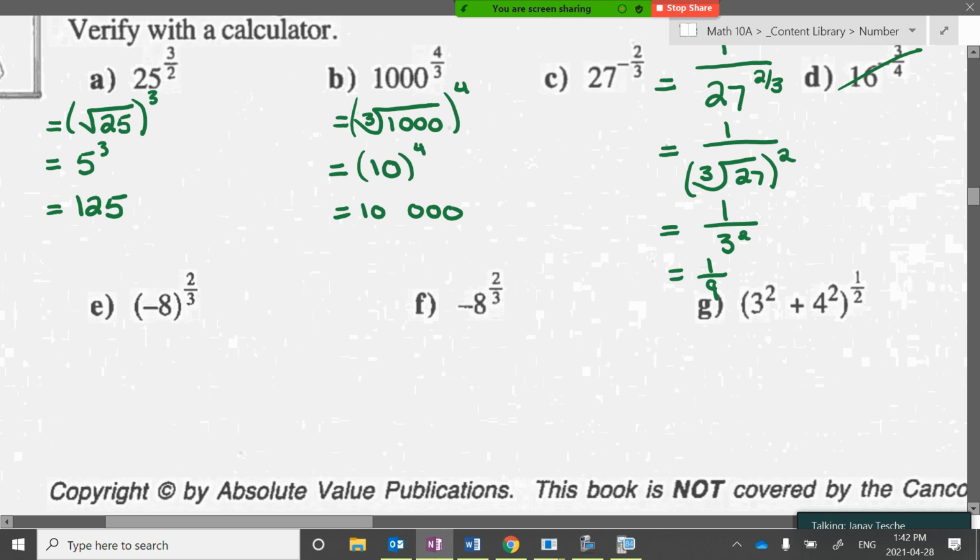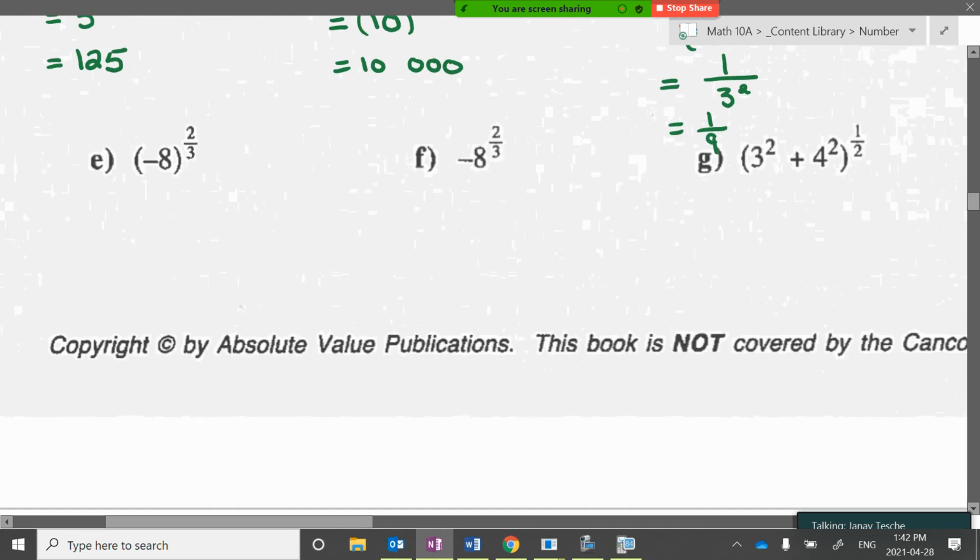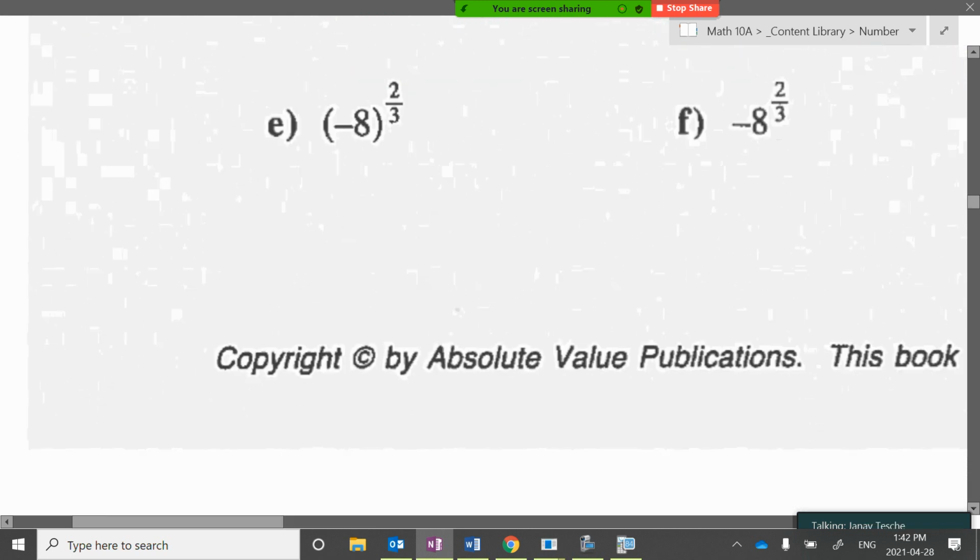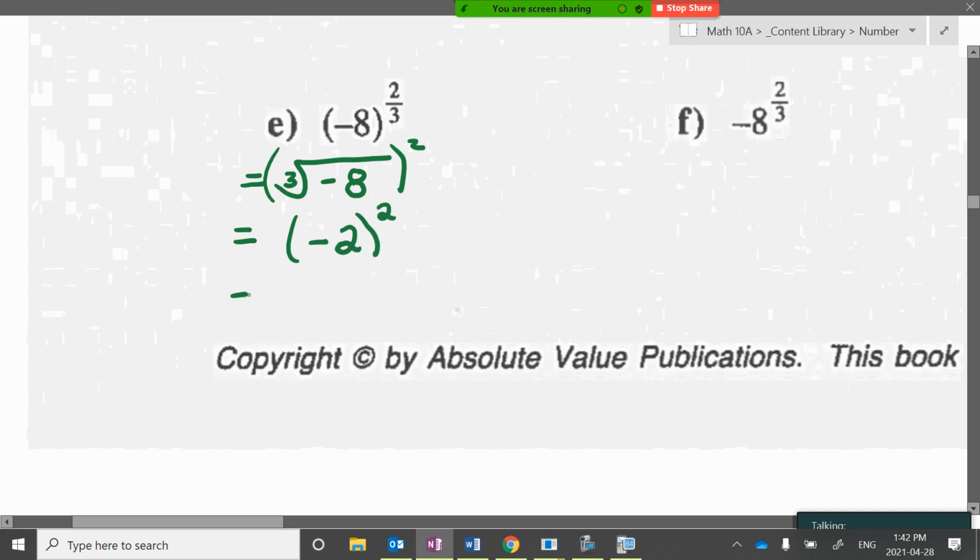Brackets. You have to be very careful with brackets. So in E, I have brackets, so my negative is included. When you rewrite E, it becomes the cubic root of -8, that answer squared. Cubic root of -8 is -2. -2 times -2 gives us a positive 4.